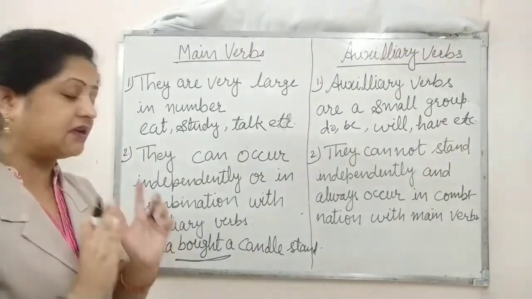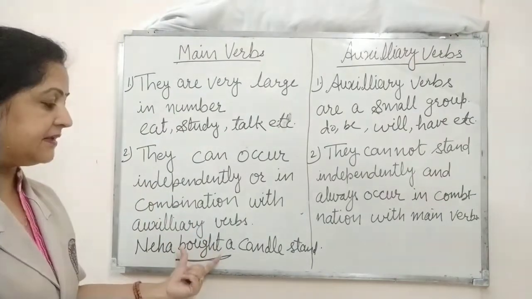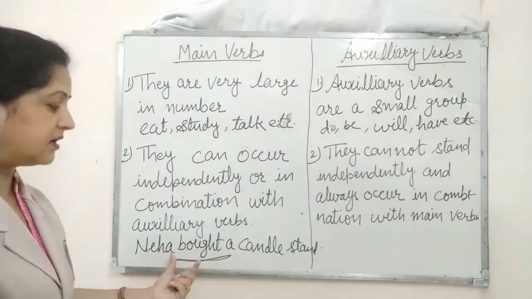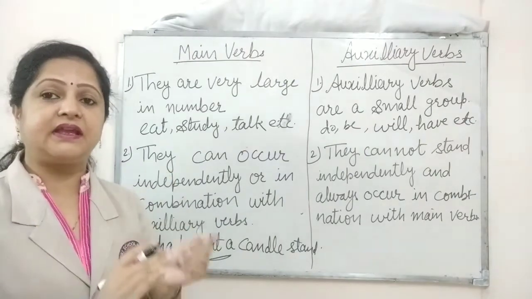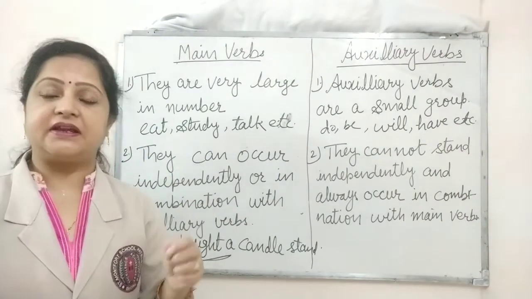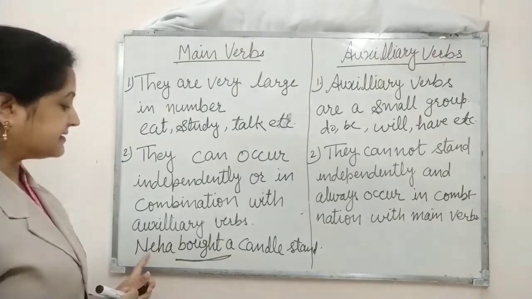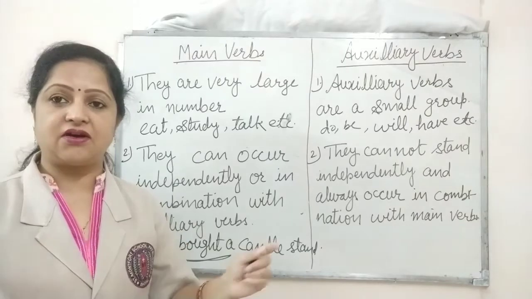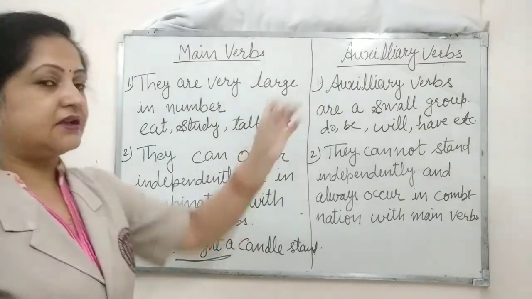Here we used bought without any auxiliary verb, and bought occurs independently in this sentence. Even though it occurred independently, it is giving the complete sense, the full meaning of the sentence. Neha bought a candle stand. Here we have not used any auxiliary verb. So let's see what is given for auxiliary verbs.